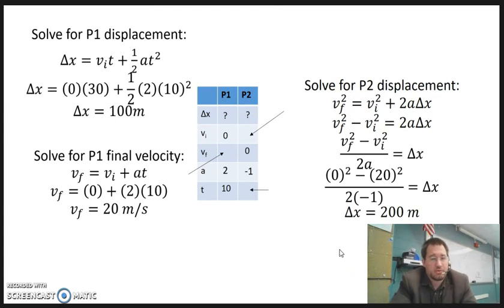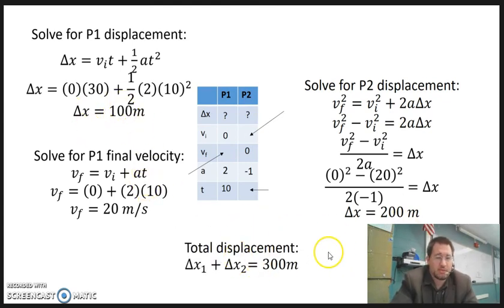So what is the total displacement? We take displacement 1 and add displacement 2, and we find that it is actually 300 meters. So we're all done. We found it out. This is how you run a part 2 problem.